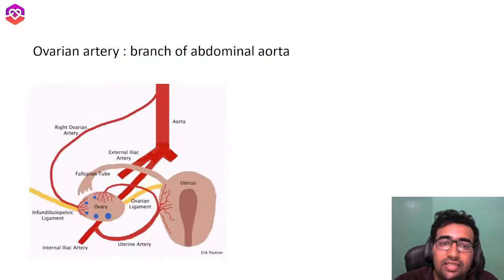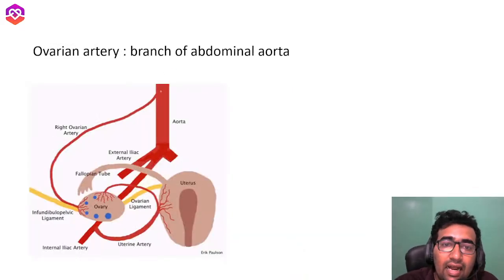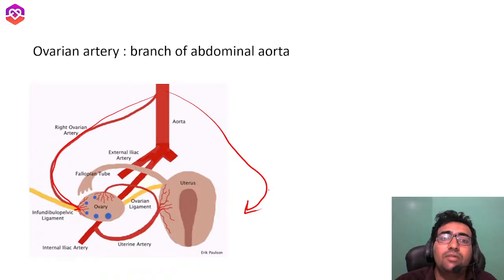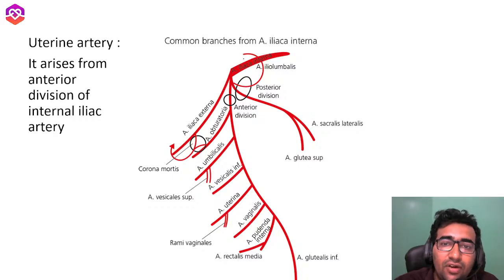I will show you. See, the ovarian artery is a direct branch of the abdominal aorta. That's important. Now, the uterine artery arises from the internal iliac artery. The internal iliac artery has an anterior division as well as a posterior division. The anterior division of the internal iliac artery gives rise to several branches. One branch is the uterine artery.